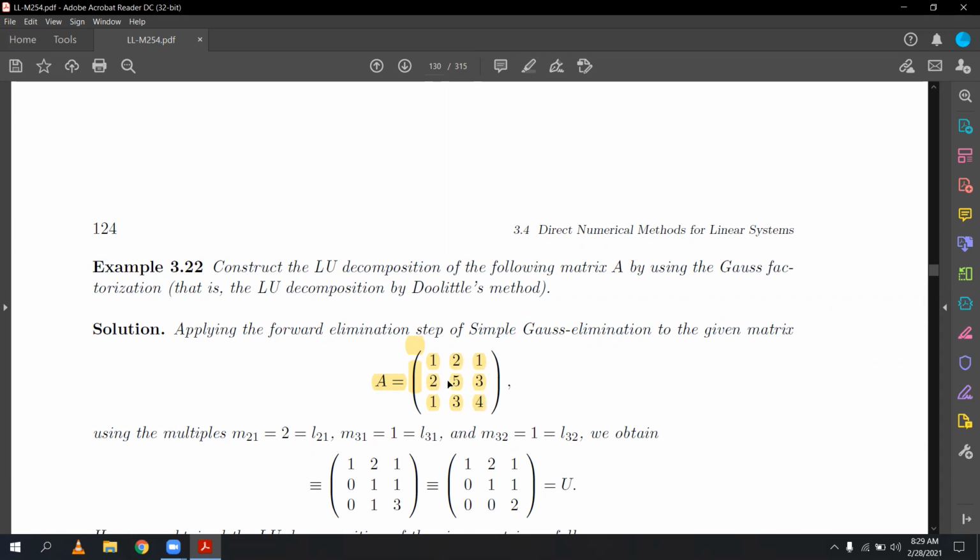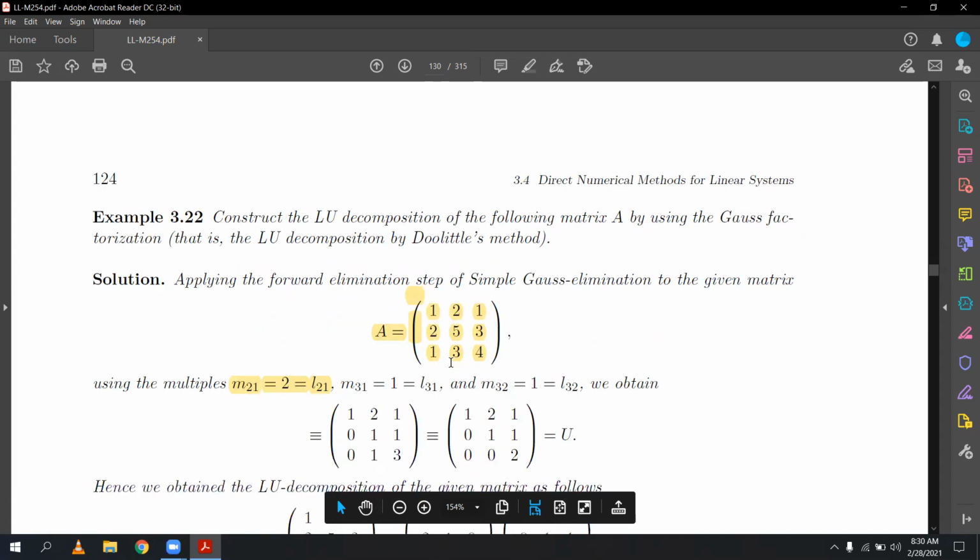And when you use simple Gauss elimination, what does the method say? The diagonal element should not be equal to 0. Then make the entries below it equal to 0 and convert into the upper one. This is not 0, so we can make the 2 and 1 equal to 0 by defining M21. And I told you M21 in the Doolittle case is always equal to L21. You multiply the first row by 2 and subtract here, and you will get exactly this row.